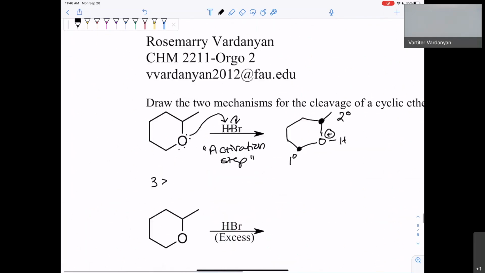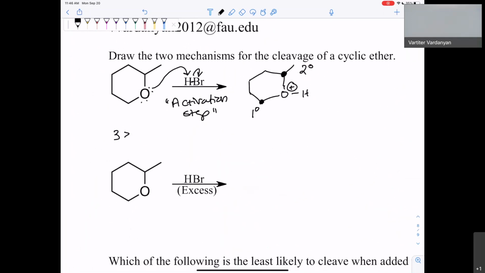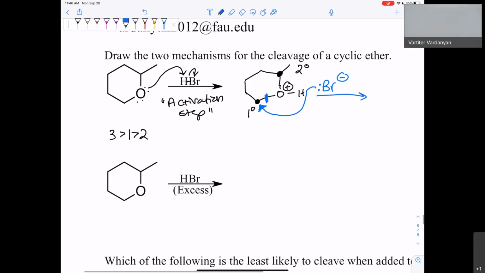Now going back here, I'm going to pretend that fiasco didn't just happen. So what's the order of preference for an acid? 3, 1, 2. Spectacular. Okay. So this Br minus is going to attack which side, the primary or the secondary? Primary, because primary is better than secondary. So look very carefully, please. We attack the primary side, break this bond, and the oxygen opens up that way.